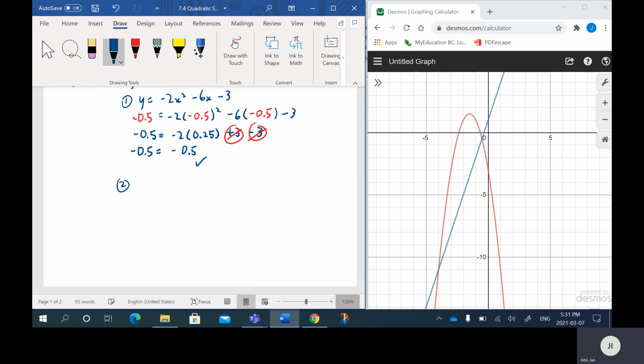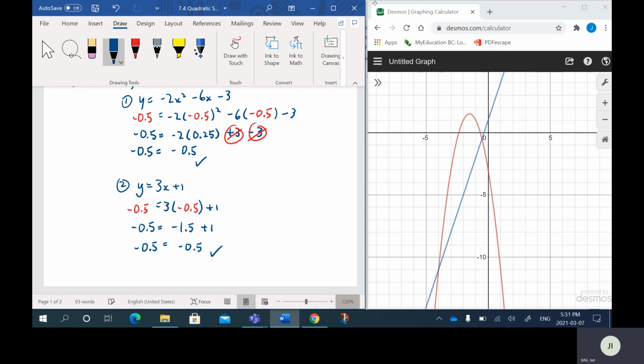We also need to check it for the line. So the line equation was y equals 3x plus 1. All right, so when you plug in negative 0.5 for y, and we're going to plug in negative 0.5 for x, and we work this out, negative 0.5 equals negative 1.5 plus 1. Negative 0.5 equals negative 0.5, right?